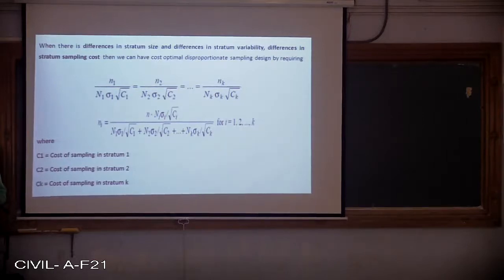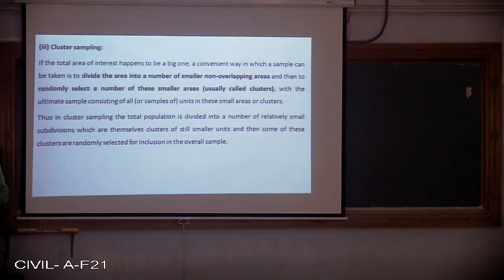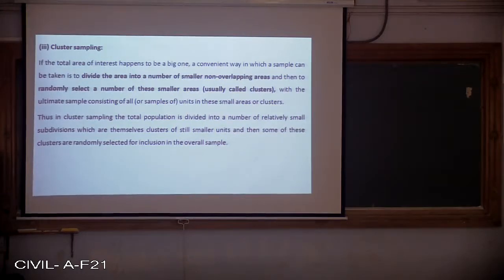C1 is cost of sampling in stratum 1, C2 is cost of sampling in stratum 2, Ck is cost of sampling in stratum k. Next comes cluster sampling. If the total area of interest happens to be a big one, a convenient way in which a sample can be taken is to divide the area into a number of smaller non-overlapping areas and then to randomly select a number of these smaller areas, usually called clusters.